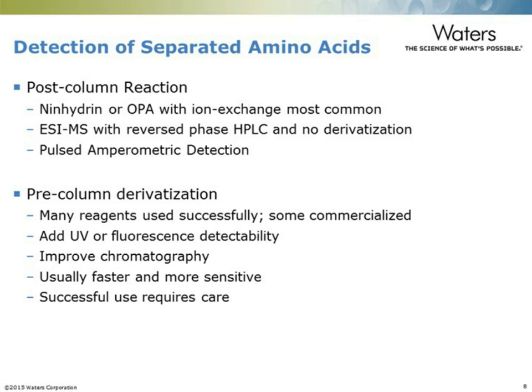The pre-column derivatization is perhaps the most generally applicable and easiest to maintain. There are literally dozens of reagents that have been used for amino acid derivatization, and those many reagents all work. Many of them have been commercialized, and they all improve the chromatography at the same time that they add detectability. This leads to the faster and more sensitive separation, but using these things does require some attention to the details of the derivatization chemistry.